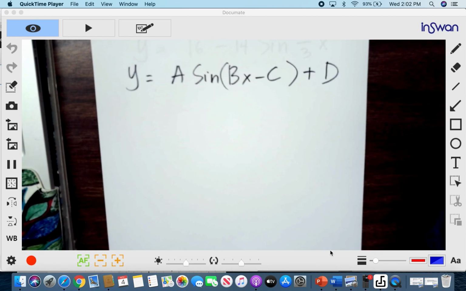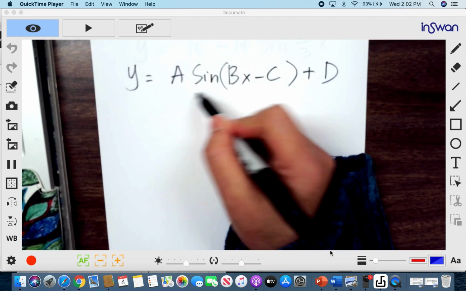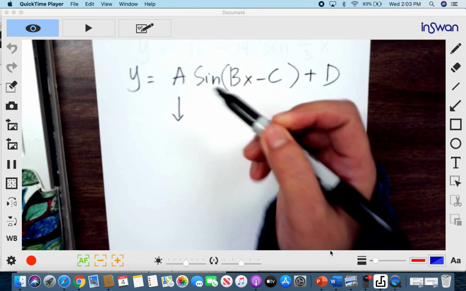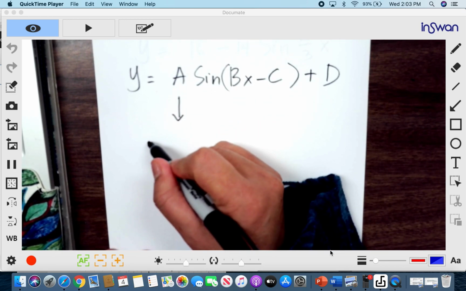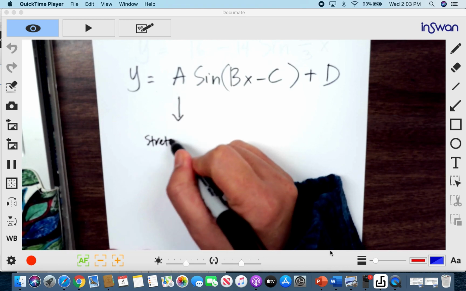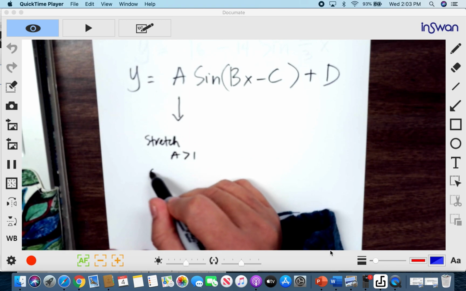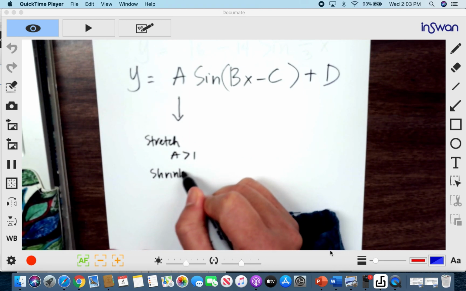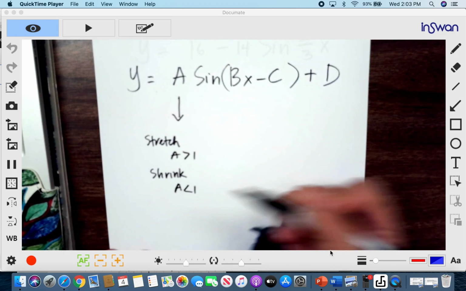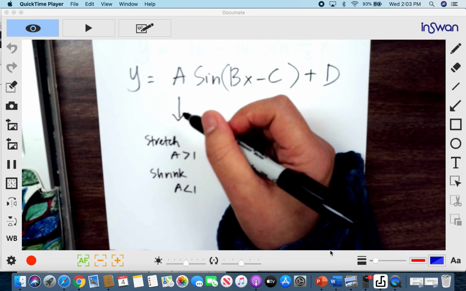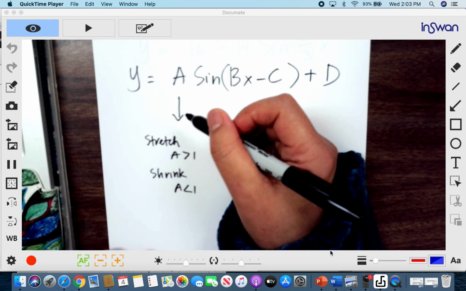of sine and cosine. So the value beside your function is your vertical stretch or shrink. Of course, it is a stretch if a is greater than 1, and it's a shrink if your a is less than 1. This also serves as the amplitude of your graph, so it will be the height of your graph.